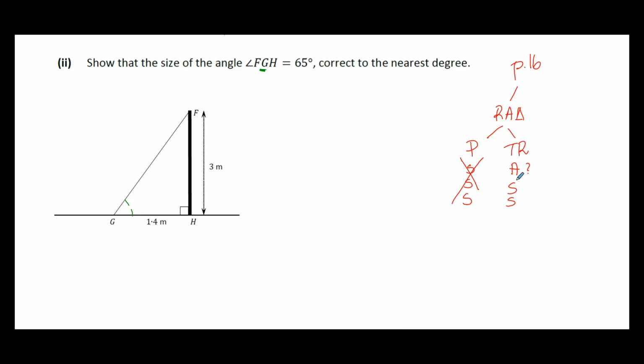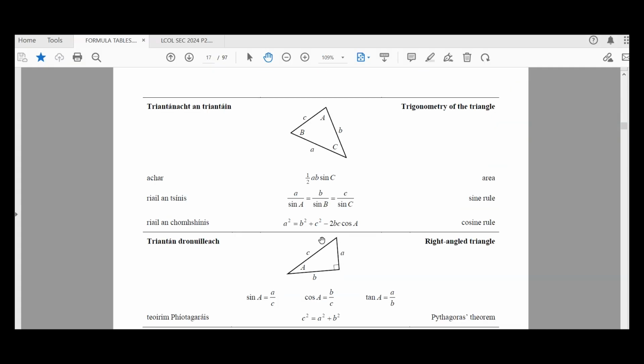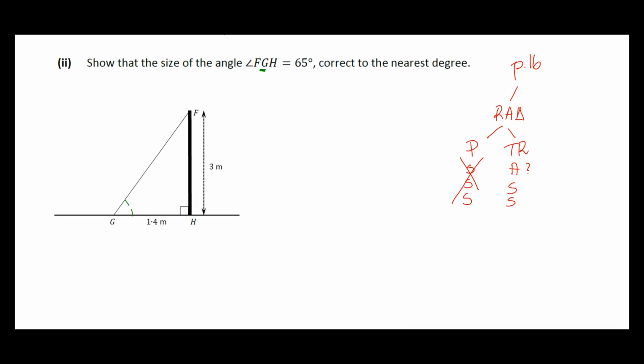However, we have three trigonometric ratios. So which one are we going to choose? And the same as with Pythagoras, first thing we put those letters to our own triangle.